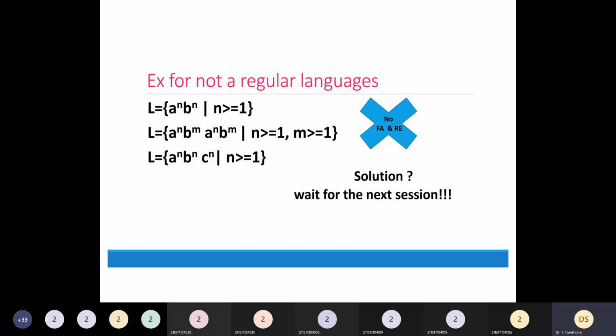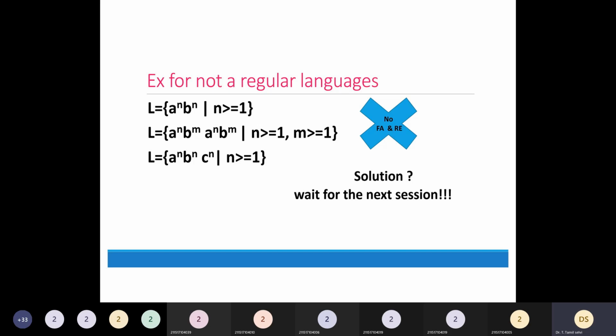So what about the solution for these types of languages? We have the context-free language representation. In the next session, we will discuss the context-free languages and the context-free grammar, and its equivalent graphical representation, push-down automata, etc.